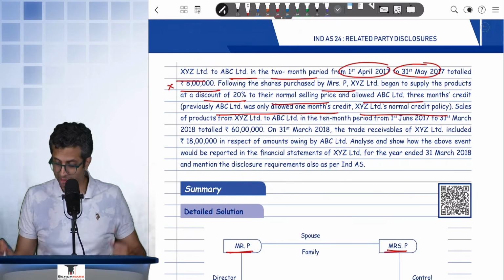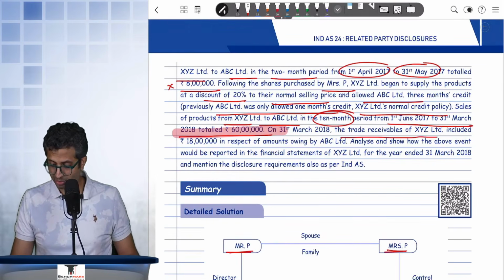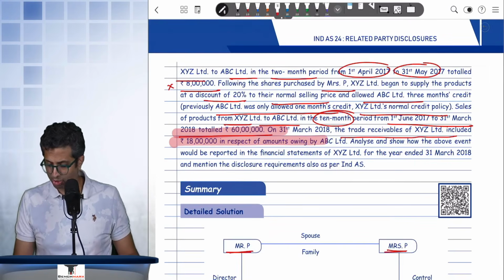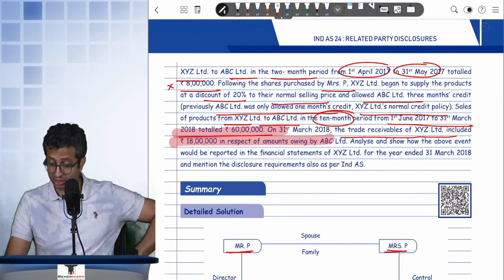So I am giving favorable terms. Sales of the products from XYZ to ABC in the 10-month period from 1st June to 31st March totaled 60 lakhs. Will that require disclosure? Yes. And on 31st March 18, the trade receivables of XYZ included 18 lakhs, which was from amount owing from ABC. Will that also require disclosure? Yes. And then show how the above event will be reported in the financial statements.